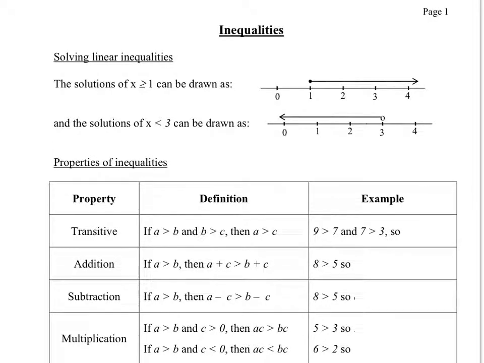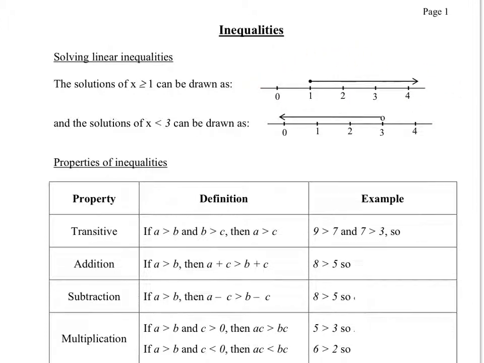In section 1.7 we're dealing with inequalities. Now an inequality is something that has an inequality symbol in it, in the same way that an equation is something with an equal symbol in it. So x is more than or equal to 1 is an inequality, and if you want to show that on a diagram, then this is the way to do it over here.